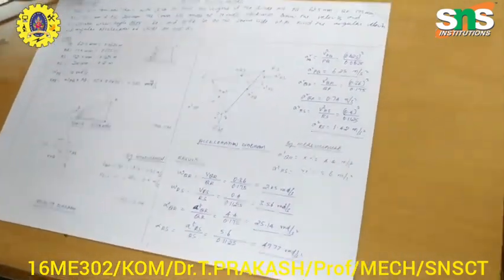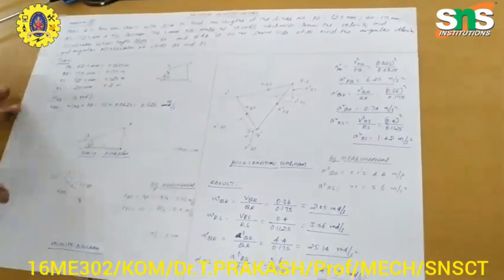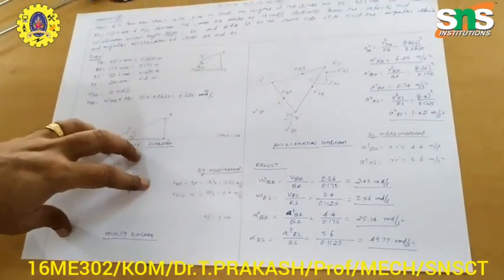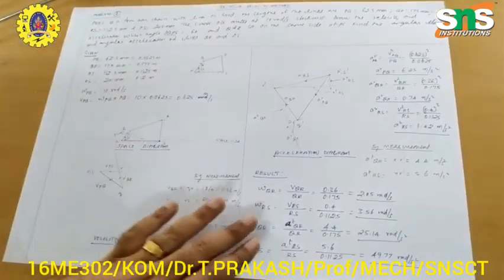This is our relative velocity method of the PQRS four-bar mechanism. First you draw the space diagram, then you draw the velocity triangle, then you draw the acceleration triangle, measure the values and write the results.